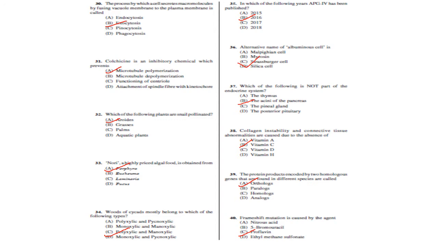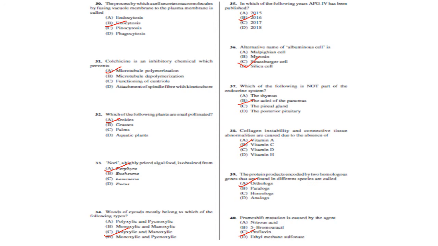So what they have asked here is the process by which a cell secretes macromolecules. So it is secreting macromolecules by fusing vacuole membrane to the plasma membrane. It is called exocytosis. Answer is option B. Then colchicine is an inhibitory chemical which prevents. So colchicine prevents microtubule polymerization.